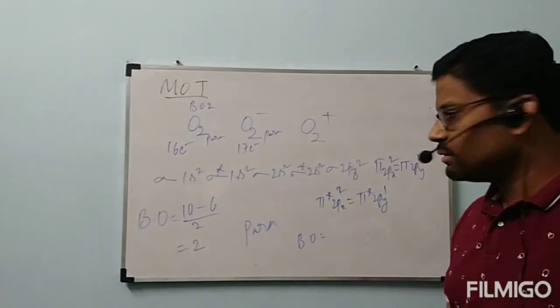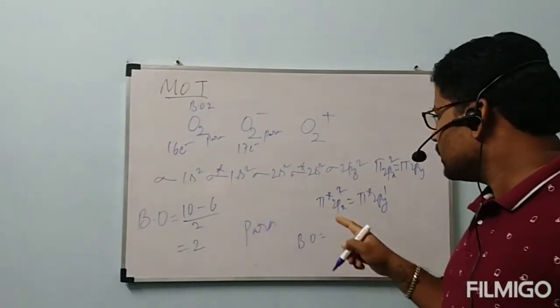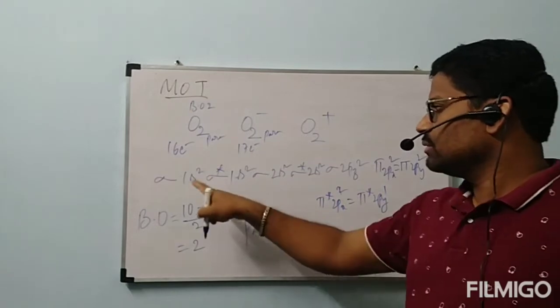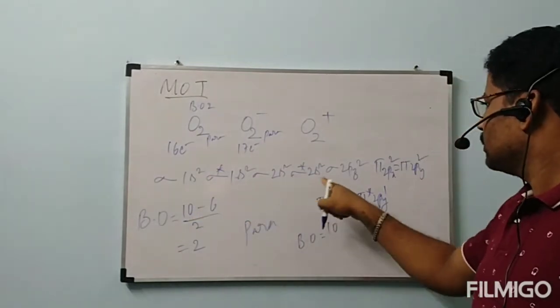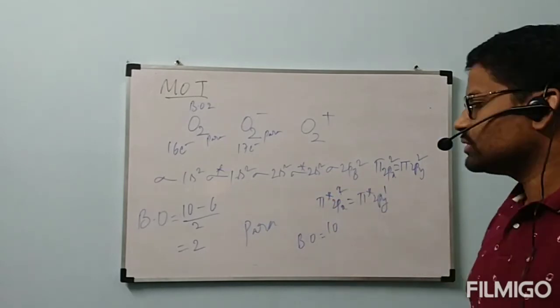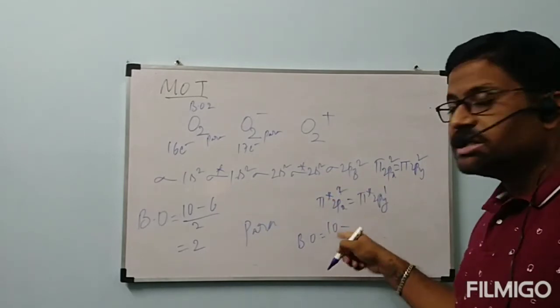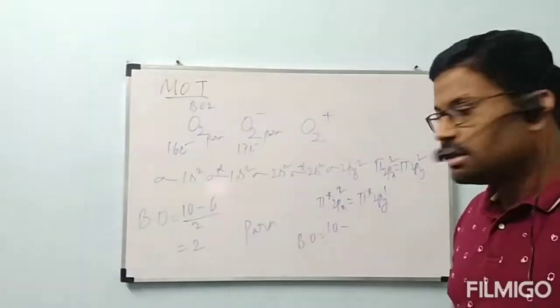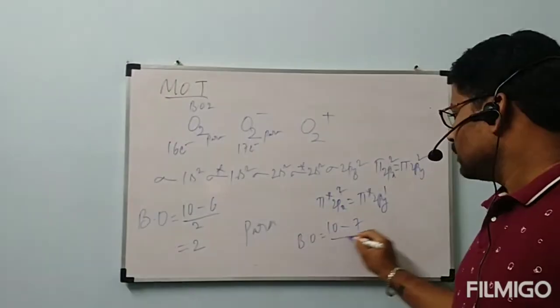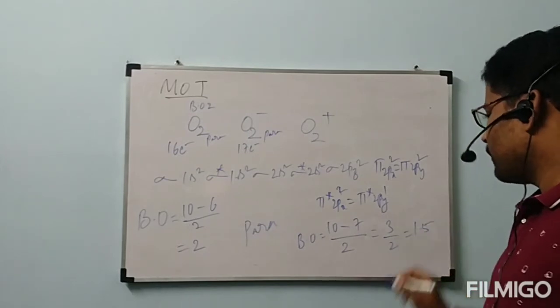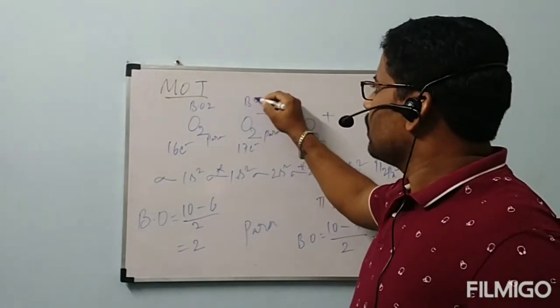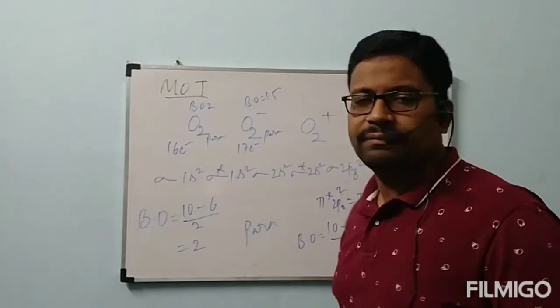Bond order is equal to: bonding molecular orbital electrons, the same 10 will remain, 5 orbitals so 10. Minus, 1 electron is increased in the anti-bonding molecular orbitals, so that is 7, by 2. 10 minus 7 is 3, by 2, so 1.5. Bond order is equal to 1.5.